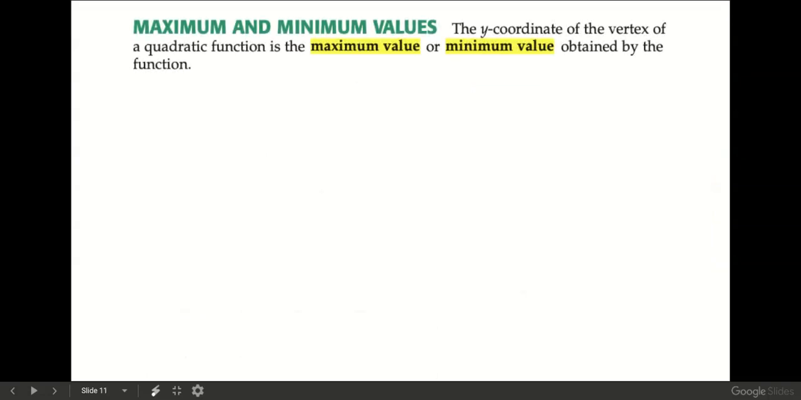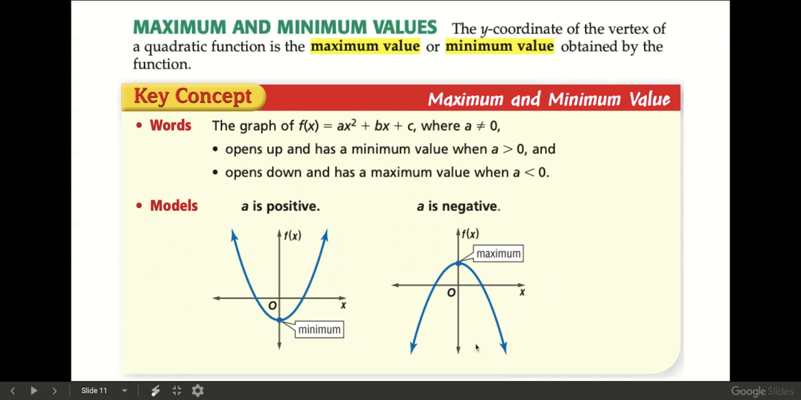So let's talk about maximum and minimum values. The y-coordinate of the vertex of a quadratic function is the maximum value or minimum value obtained by the function. If I look at two parabolas, this is known as a positive parabola because it opens up. Well, this vertex down here is its minimum value because it is the lowest y-coordinate that I will ever get. It is the lowest that it will ever reach on the coordinate grid. It is its minimum. It does not go any lower.